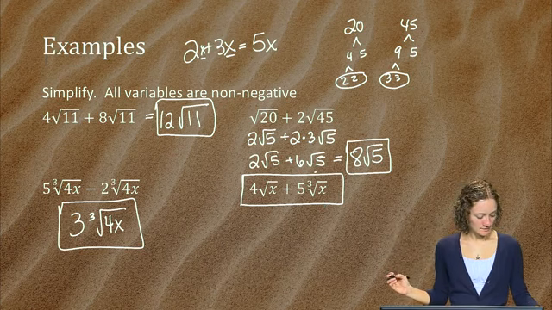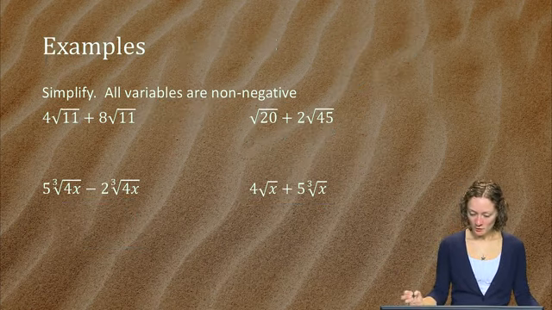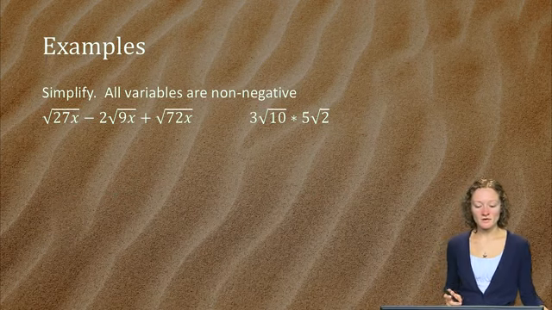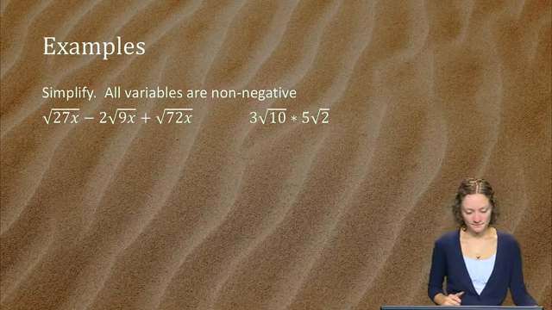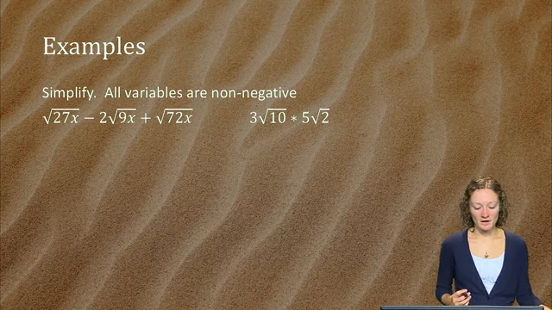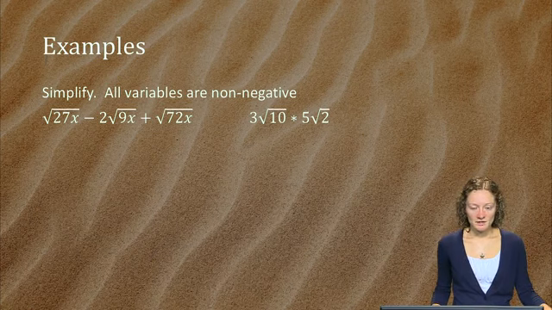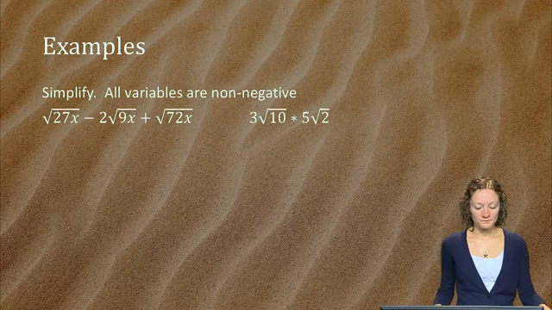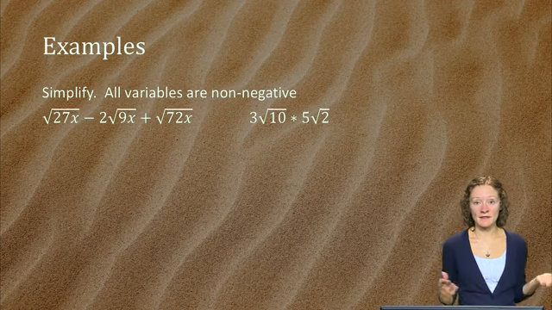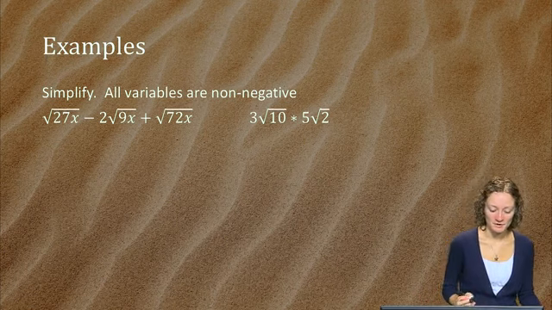All right, let's see a little bit more. Again, simplify, and all variables are non-negative. So we have square root of 27x minus 2 square root of 9x plus square root of 72x. So right off the bat, we see that none of these are alike. So the only option we have is to simplify them and then potentially combine them together.